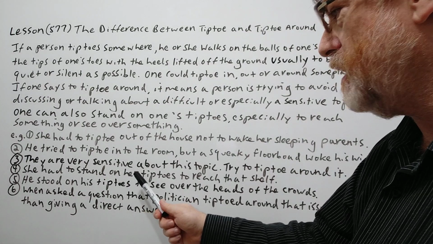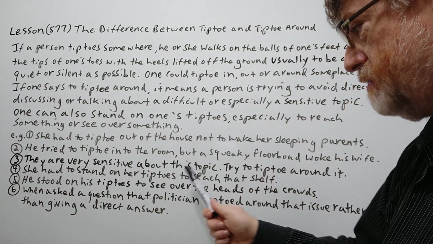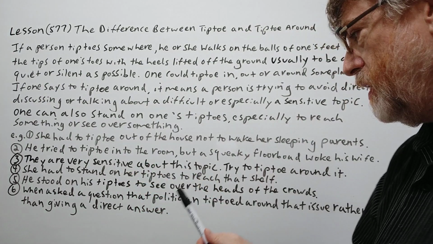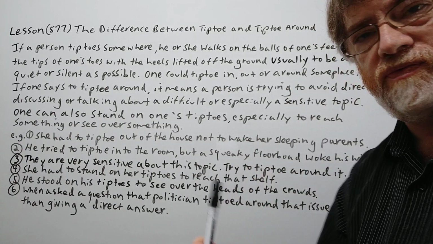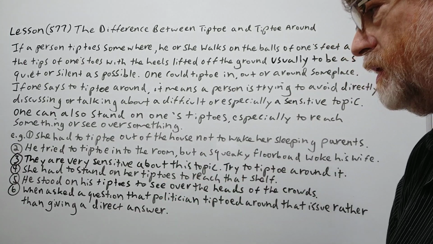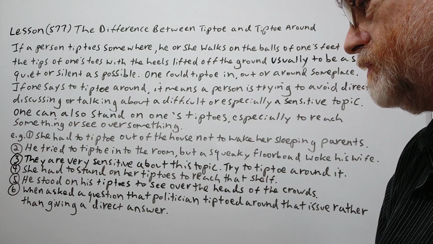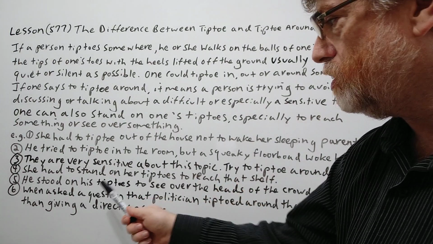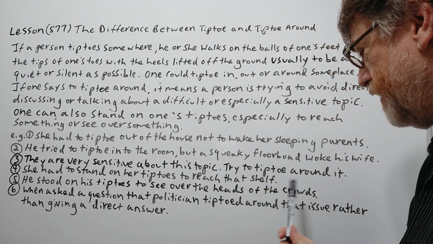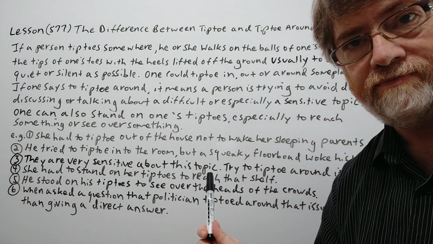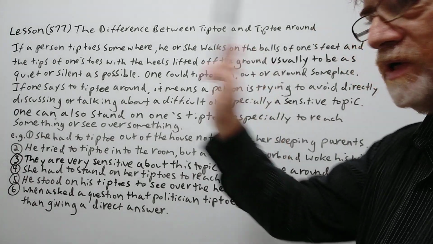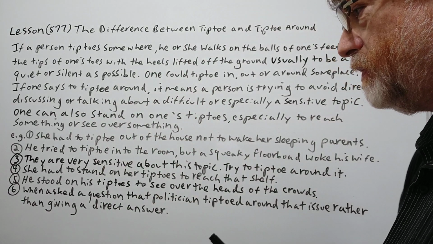She had to stand on her tiptoes to reach that shelf. Yes, okay, good. All right, or here, he stood on his tiptoes to see over the heads of the crowd. Yeah. All right, so, because people are probably blocking his view.